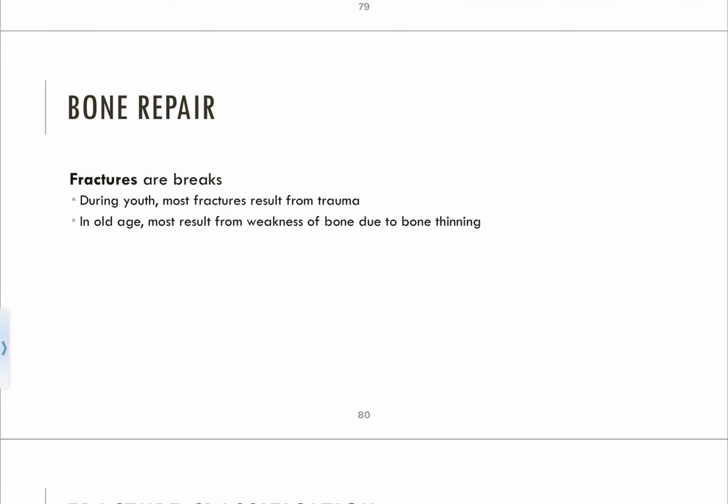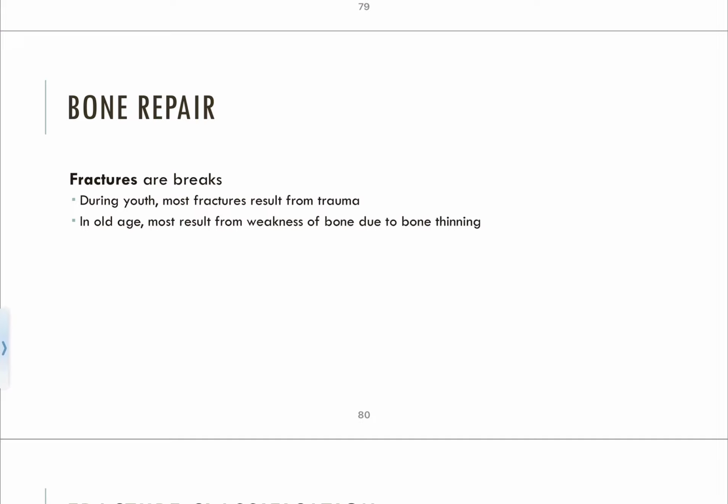Okay, so now we're moving on to section 7 of chapter 6, and now we're going to talk about bone repair. So now we talked about how we built bone from either cartilage or a membrane, and we talked about how we remodel bone based off of hormones or the stresses placed on them. And now we're going to talk about what happens if we actually fracture or break our bone. So fractures are breaks, they're kind of used interchangeably.